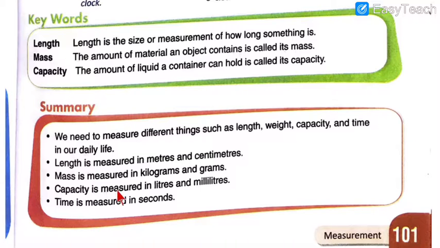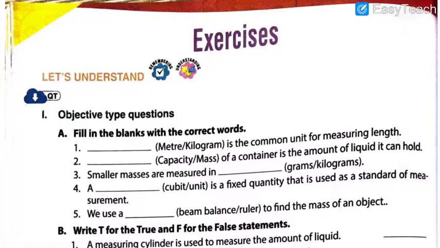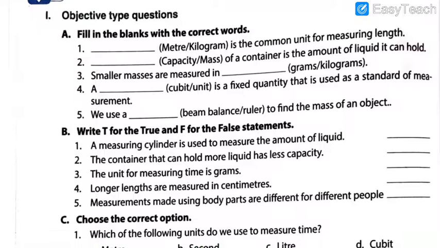So I hope that these summary points were useful to you and you will be able to solve the exercise now easily. Again, here the question starts from question 1, objective type question. So students, in your rough book, give the heading Textual Exercise Chapter 10.